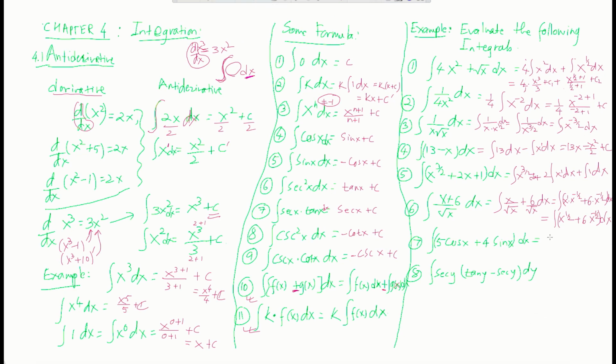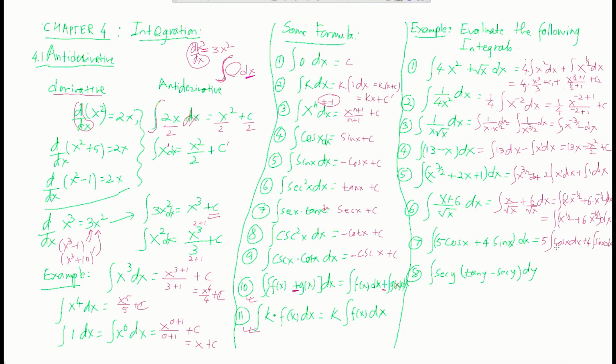Next, we'll do example number 7. Let's do example 7. So here there are two functions. One is the cosine x, another is the sine x function. So I will distribute the integral sign. I'll write 5 integral cosine x dx plus 4 integral sine x dx, right?